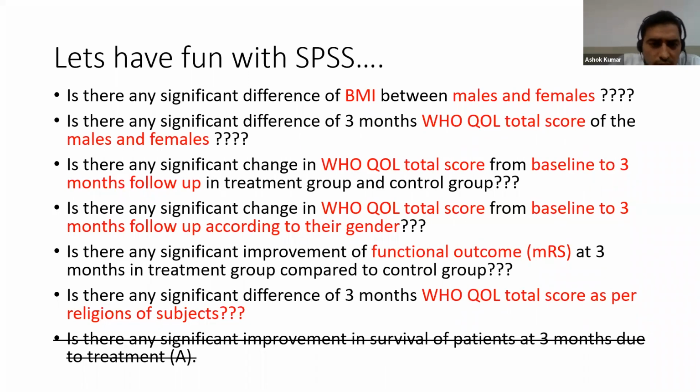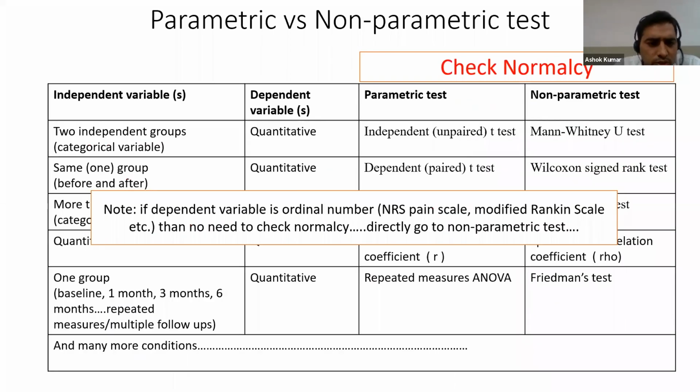Then in number three, is there any significant change in WHO quality of life from baseline to 3 month follow-up in the treatment group as well as in the control group? So baseline to 3 month follow-up, this is before and after, and I want to check within group, treatment group separate and control group separate. WHO is quantitative and follows normal distribution, so I have to use the dependent paired t-test. Otherwise, I have to go for the Wilcoxon signed rank test.